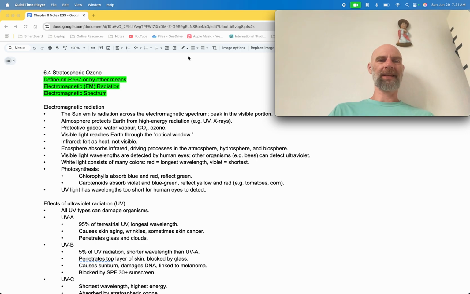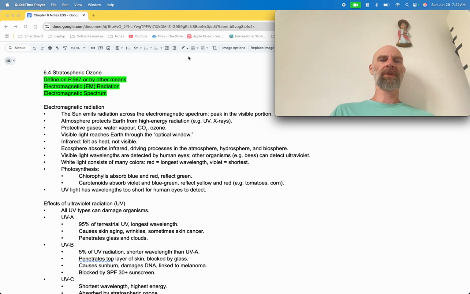Protective gases: water vapor, CO2, and the ozone. Ozone, okay? Visible light reaches Earth through the optical window. So infrared is what you feel. It's not visible. Infrared is like heat. Like if you get the heat from the sun, yeah, that's infrared, I'm going to say.